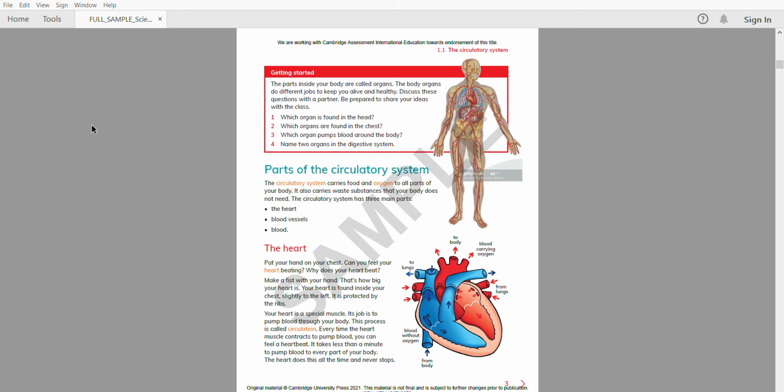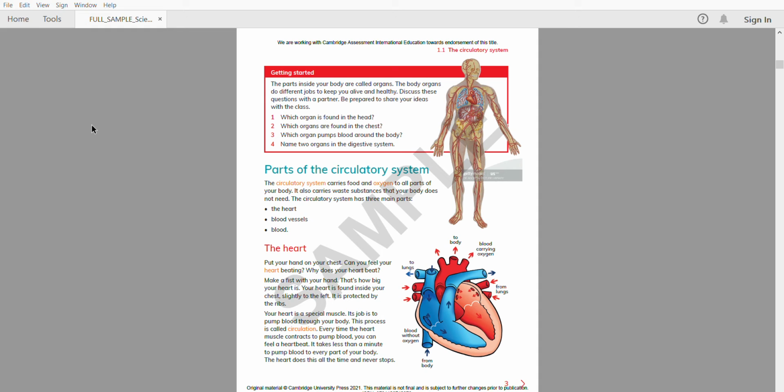What is blood circulation for? Blood circulation is very important because blood is the substance that carries food in the form of oxygen to the different cells of our body. So the three main parts of the circulatory system are the heart, the blood vessels, and also blood.